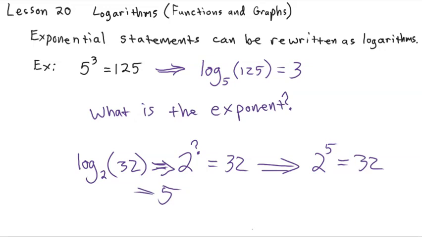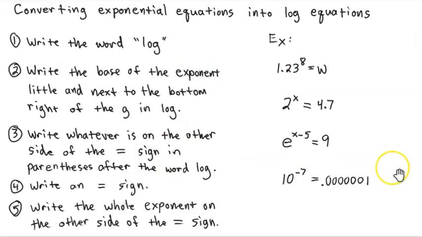Let's look at how to convert between an exponent and a logarithm. Here are some steps on how to convert an exponential equation into a log equation, and we're going to do some examples. The first thing you're going to do is write the word log. Let's do this one right here. Step 1, write the word log. Then it says write the base of the exponent. Here's the exponent and here's the base, 1.23.